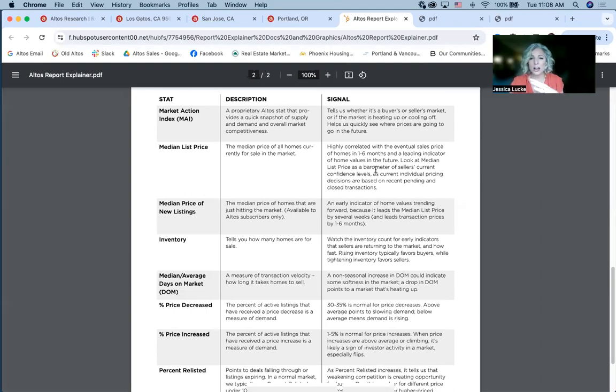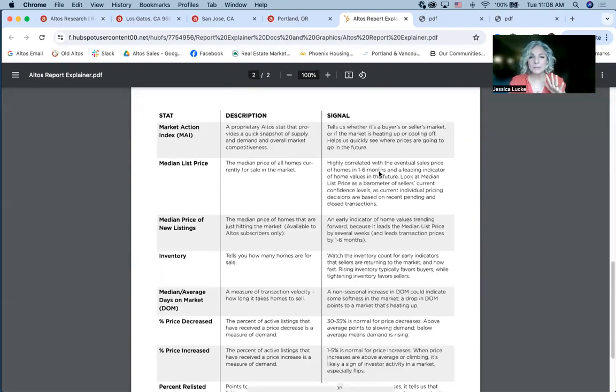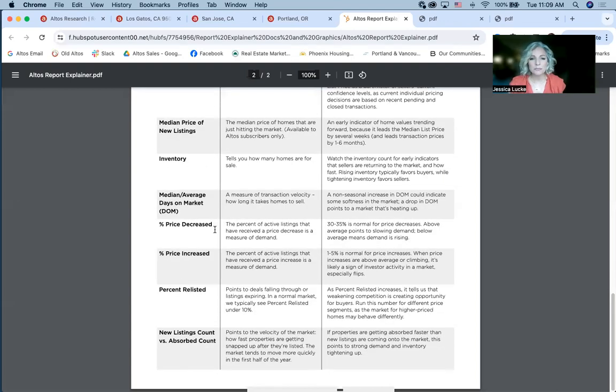Okay. Now, I always like to show this before we go into a report because I like to point out key leading indicators of change, things that you can look for within the report that you can help your clients look for within the report to help gauge whether or not we're going to see a shift in the market or to kind of just gauge where we're standing right now. And so I'm going to draw your attention to two. One is the percent price decreased. The other one is the percent relisted.